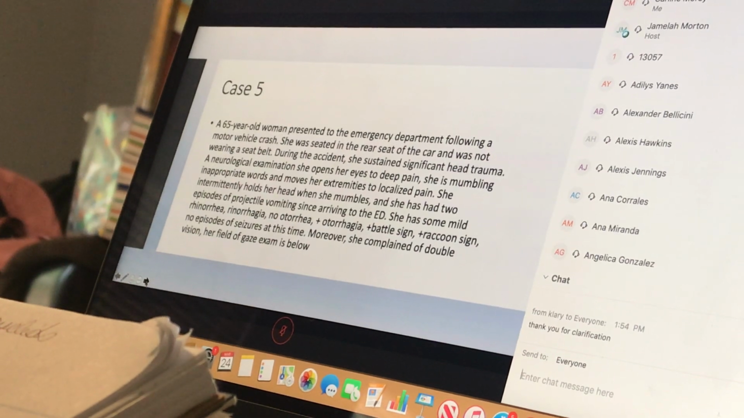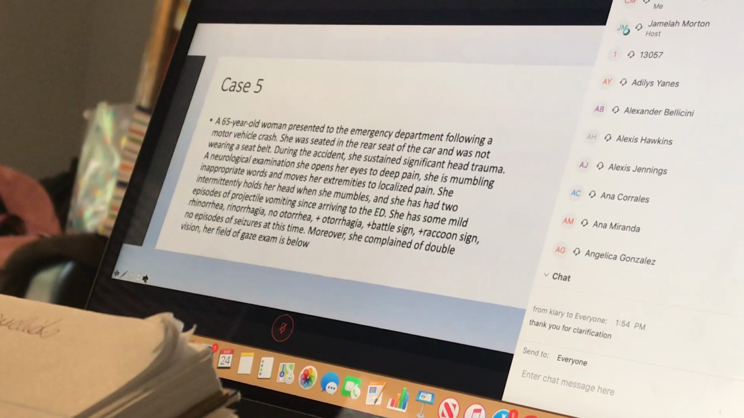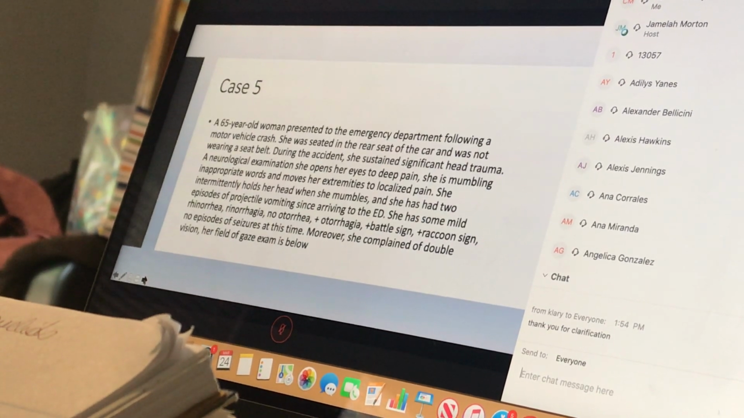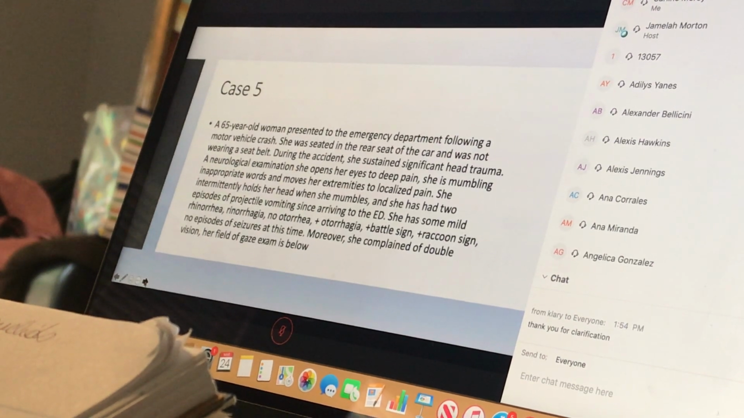Case number 5, a 65-year-old presented to the emergency room following a motor vehicle crash. She was seated in the rear seat of the car and was not wearing a seatbelt. During the accident, she sustained significant head trauma. On neurological examination, she opens her eyes to deep pain. Now, I need you to be documenting your GCS as I call these out, and then you're going to tell me what her GCS is, okay? So she opens her eyes to deep pain. She is mumbling inappropriate words, and she moves her extremities to localize pain. What is her GCS?